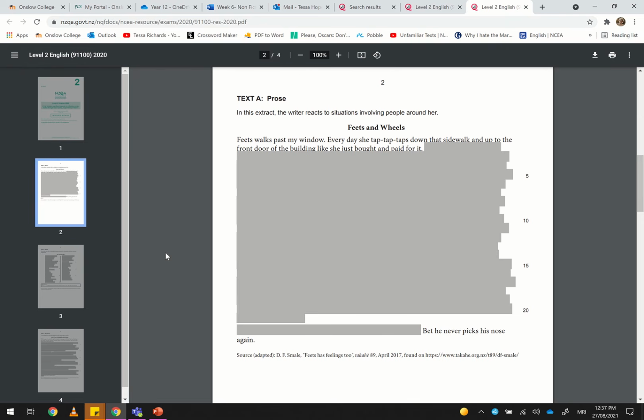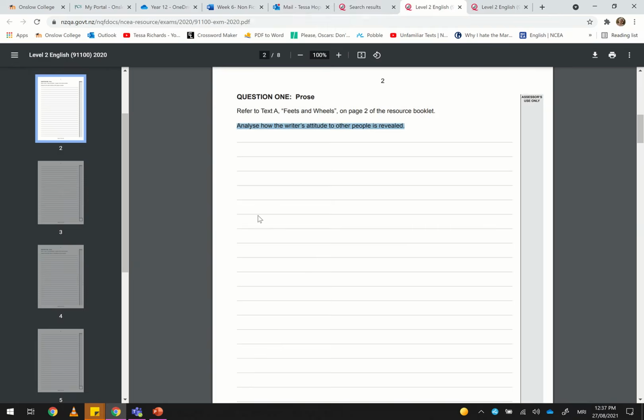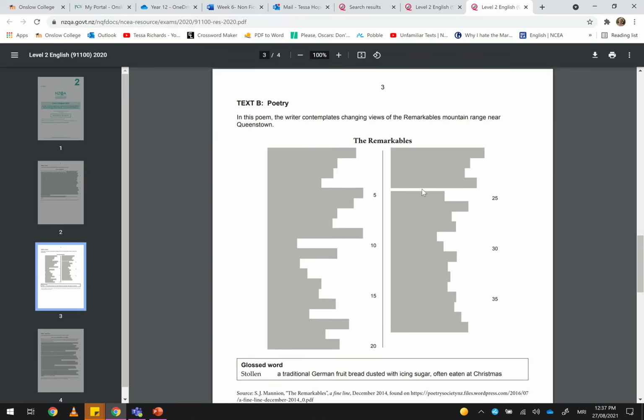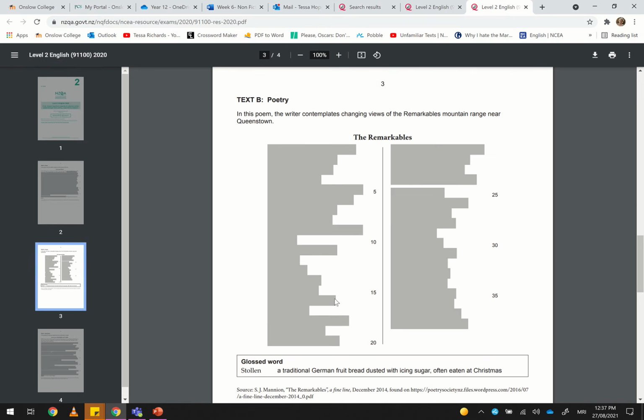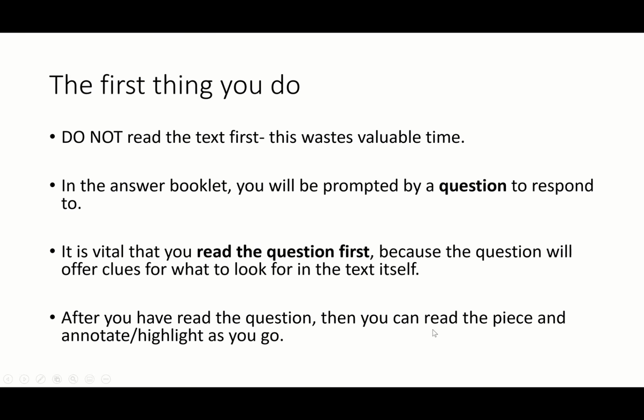It really focuses your reading of the text, so you're not just randomly reading it. And it's the same for the poetry. If I have a look at the poetry question, analyze how the poet reflects on the significance of the mountains. So I need to go to the poem and look, what is the significance of these mountains, the importance of those mountains. So it makes a lot more sense to actually read the question first before you read the text itself.